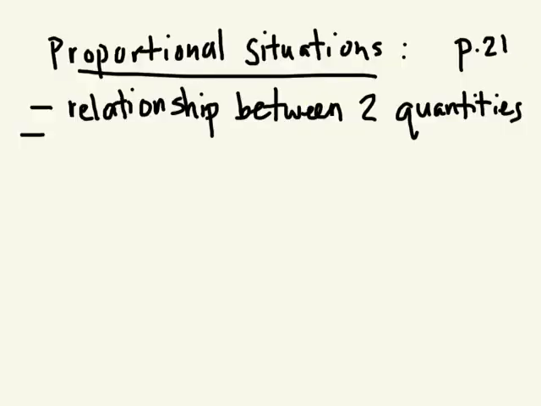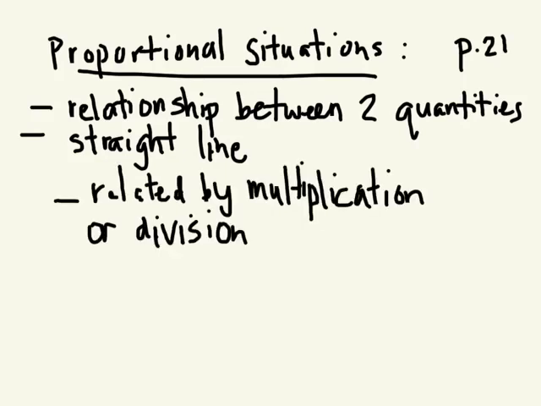Okay, so a proportional situation shows a relationship between two quantities. And if you graph this relationship, it's always going to be a straight line. Okay, so the graph will look like a straight line, which we learned yesterday is called linear, right? And the two quantities are related by multiplication or division. So we're going to go through some examples.